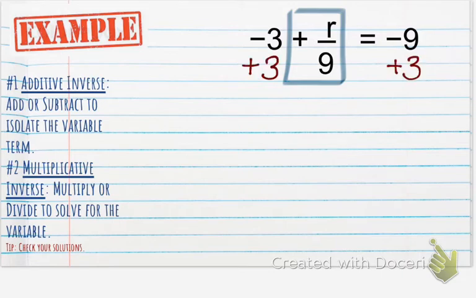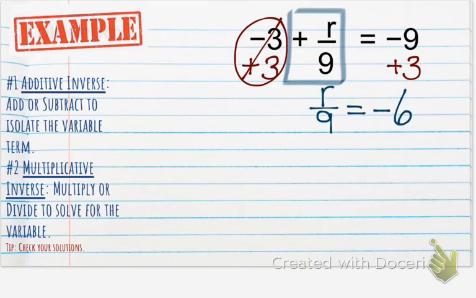Negative 3 plus 3 is going to give me my 0 pair. And then I just have to rewrite the equation. Now, on this other side of the equal sign, we have negative 9 plus 3. Remember, different signs we're supposed to subtract, and we keep the sign of the larger absolute value. So what's negative 9 plus 3? Well, we subtract and we get 6, and we keep the negative because the 9 is the larger number. Now we have r divided by 9.